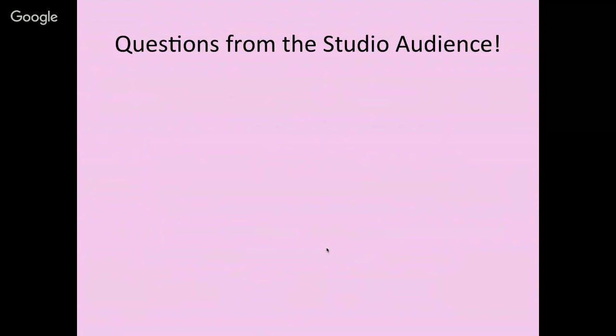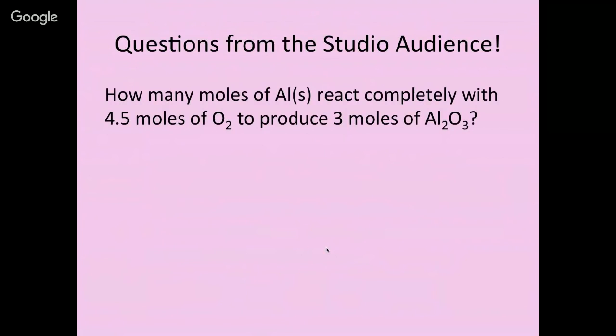So our last two questions came from the studio audience. They were submitted over the course of the last few weeks. So this is the first one. It says, how many moles of Al react completely with 4.5 moles of O2 to produce 3 moles of Al2O3?